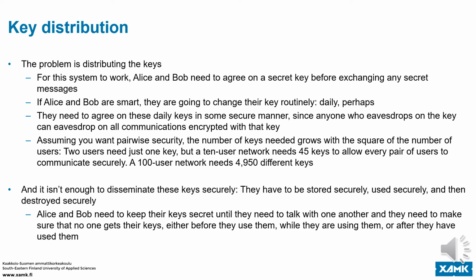In the 1980s, US Navy ships would often sail with a full container of NSA distributed keys, each printed on paper tape or punch cards or whatever, enough for all of their communication circuits for the entire length of their missions. And it isn't enough to disseminate these keys securely. They have to be stored securely, used securely, and then destroyed securely. Alice and Bob need to keep their keys secret until they need to talk with one another, and they need to make sure that no one gets their keys, either before they use them, while they are using them, or after they have used them.